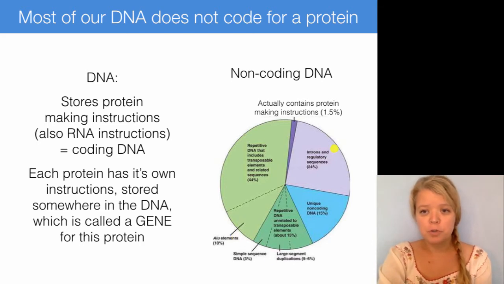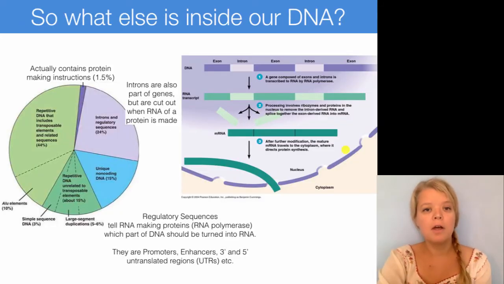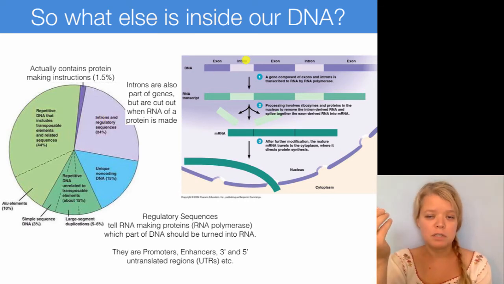The second largest group is introns and regulatory sequences. Actually, I think I have a slide here. There we go. Introns and regulatory sequences. Introns is a eukaryotic specificity. Bacteria don't have introns.